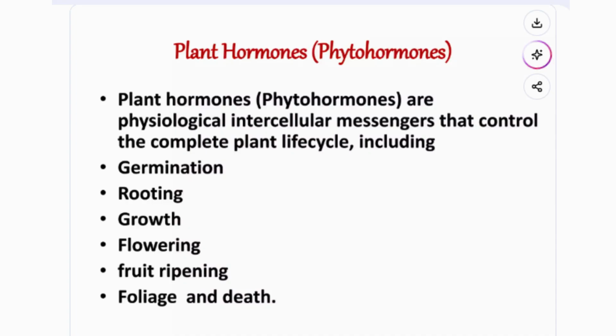So today we'll discuss plant hormones. Plant hormones, which we call the phytohormones, are physiological intracellular messengers that control the complete plant life cycle, which includes the germination, rooting, growth, flowering, fruit ripening, and the foliage and the death.